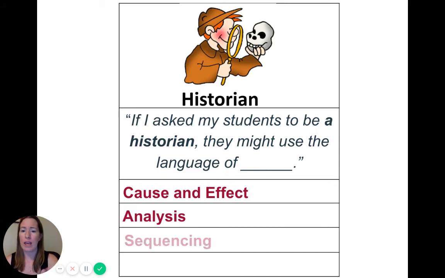They might use the language function of sequencing. History is all about taking events and putting them in order so that we can better understand what has happened. There are lots of language functions that could be used. As you're brainstorming these, you're welcome to use the language toolkit to help you think of language functions, or you can just use your background and understanding of education.